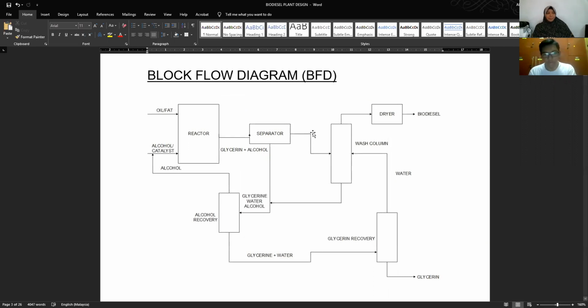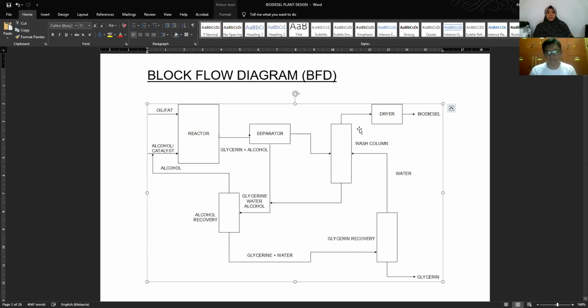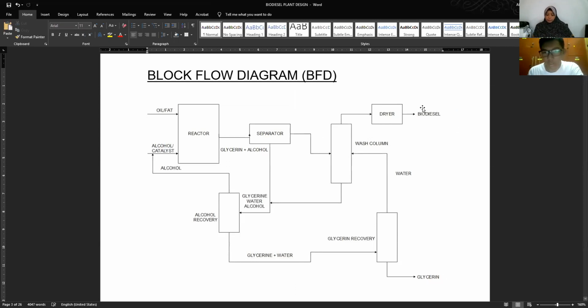The biodiesel will go to this column, and there it will be washed with water. Then the biodiesel will go to the dryer and be dried, and it is finished after drying. We will get the final biodiesel. So that's the biodiesel part.